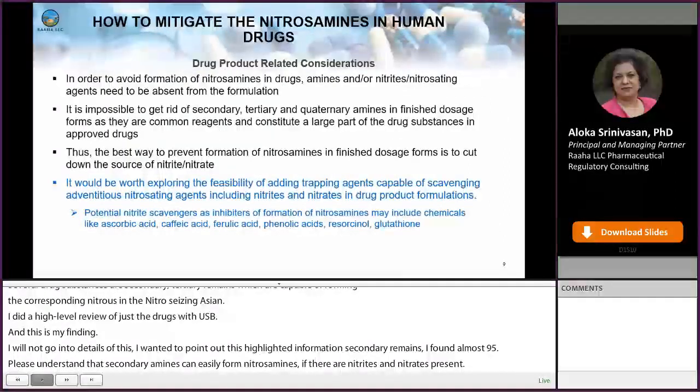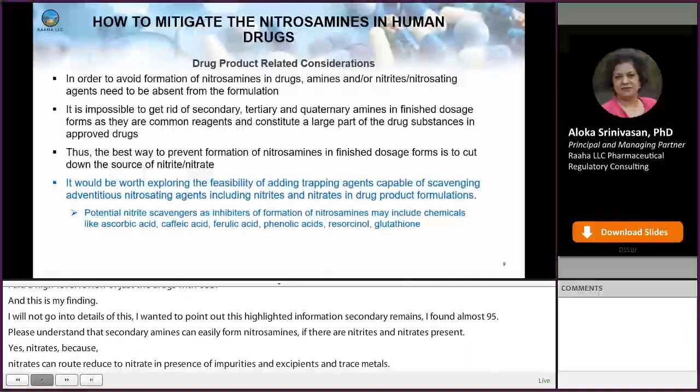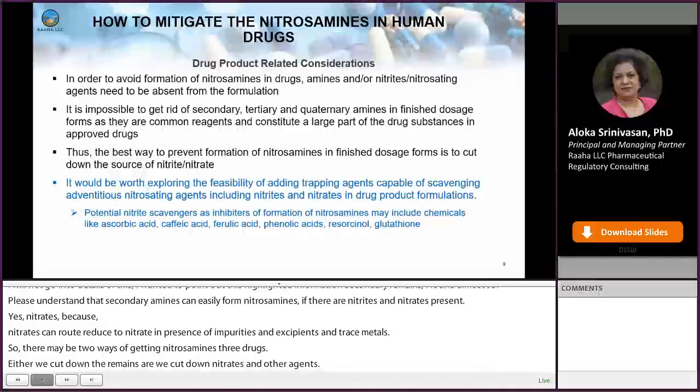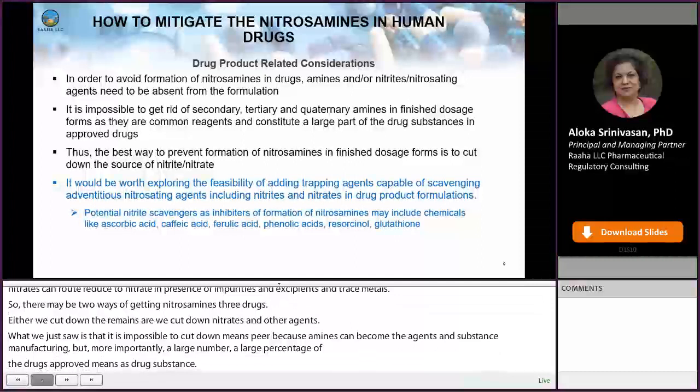So there may be two ways of getting nitrosamine-free drugs. Either we cut down the amines or we cut down nitrites and other nitrosating agents. What we just saw is that it's impossible to cut down amines because amines can be common reagents in drug substance manufacturing, but more importantly, a large percentage of the drugs approved contain amines as drug substance, secondary amines, tertiary amines, amines that can form dimethyl nitrosamine, diethyl nitrosamine, and so many others. So the best way of preventing nitrosamines in drugs may be to cut down the source of nitrate and nitrite.